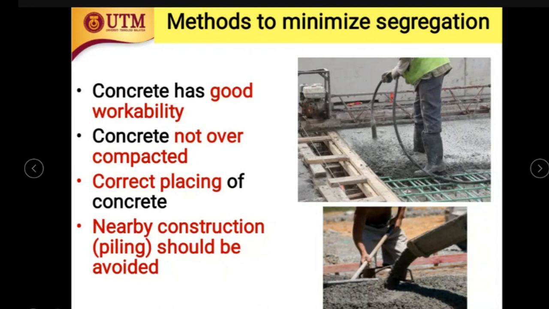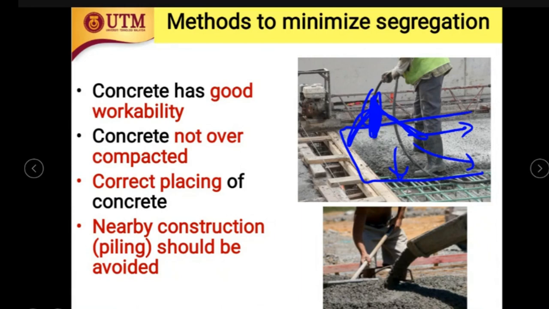Correct placing is actually a large topic, a large scope, so I will not expand in too much detail on these things. You only have to know that, let's say we want to cast this large panel of slab. When we pour the concrete, some people will pour at only one single location, and then they will do the vibration at the peak here, so that the concrete will flow in other directions. That is one example of incorrect placing.